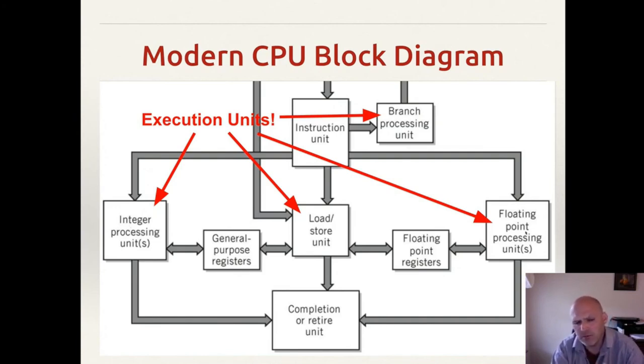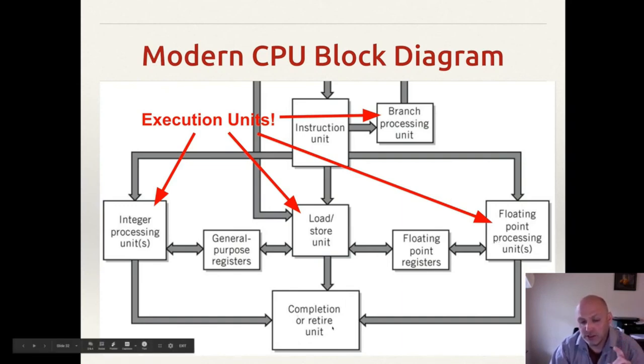It's also important to note there's no law that says you can only have one of these. If you predict you'll be doing more integer math than floating point math, you might have multiple ones of either. Two things I want to point out. One is that the registers are often shared between different units. Even though we might have multiple ALUs, we still might be sharing the same registers. Another really important thing is this completion unit.